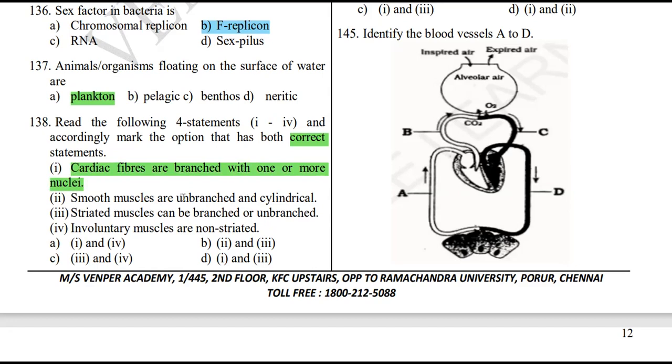We cannot choose this. Striated muscles can be branched. Yes, when it is striated muscle, it can be branched or unbranched. Involuntary muscles are non-striated. Just now we saw over here, cardiac muscles are actually striated, which means they are involuntary muscles, which are not under our control. So this is going to be a wrong statement. So 1 and 3 are going to be the correct statements. So you can see option D is the correct answer.